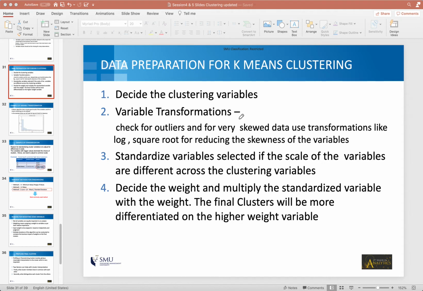So when we talk about variable transformation, what we're saying is that we will check for outliers and we will use transformations like log and square root for reducing the skewness of the variables. So there are quite a few things that I'm talking about here. I'm talking about skewness and outliers.